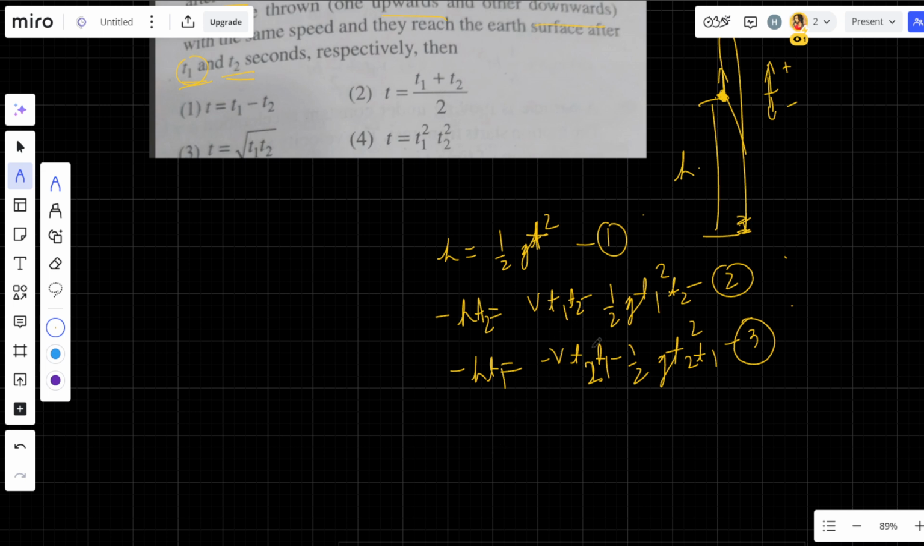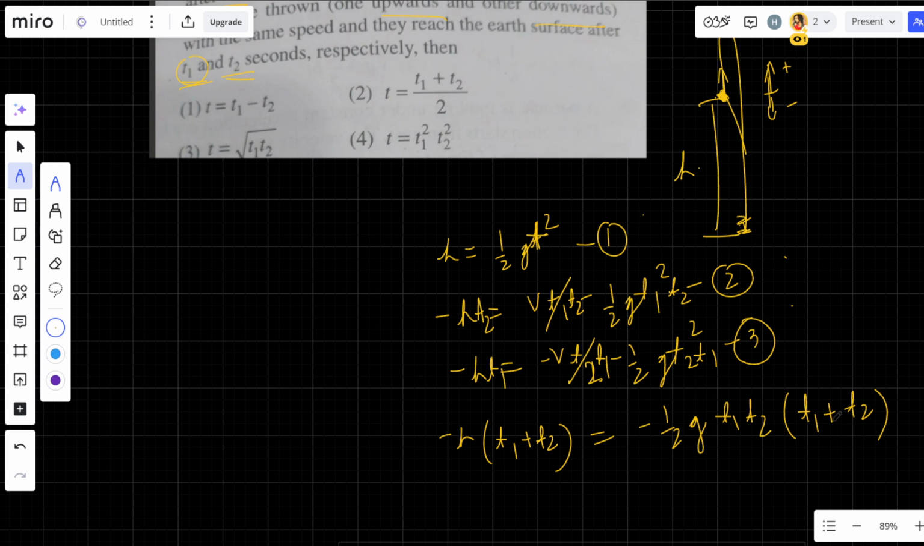Now let's just add them. Do you see that this and this will get cancelled totally, and this will get added? So minus h within bracket t1 plus t2 is equal to, here also minus half g t1 t2 will be common, right? T1 t2, and within bracket it will be t1 plus t2. Did you understand this part? Okay, so minus and minus go away, and t1 plus t2 also go away.